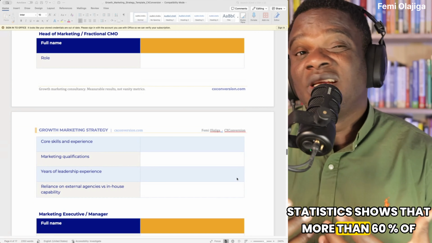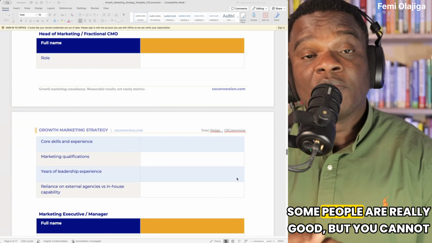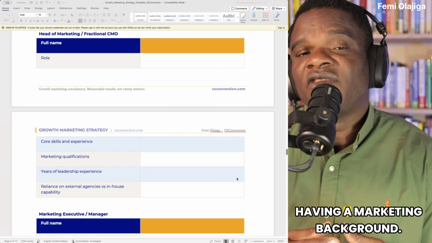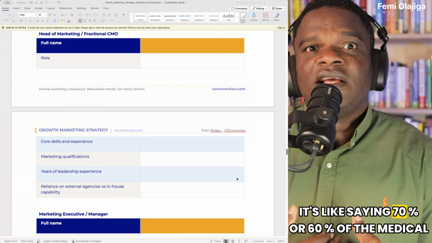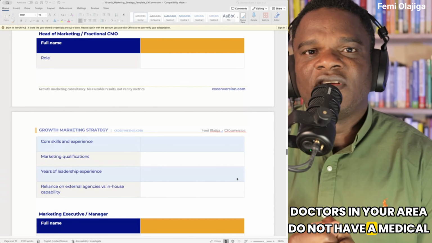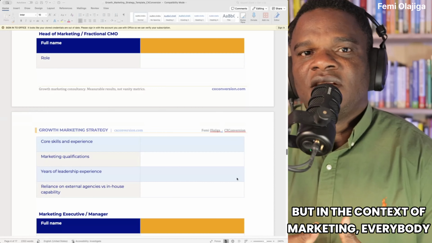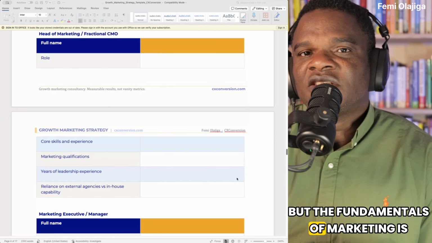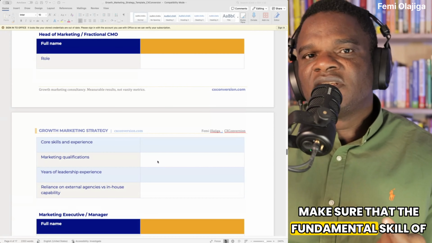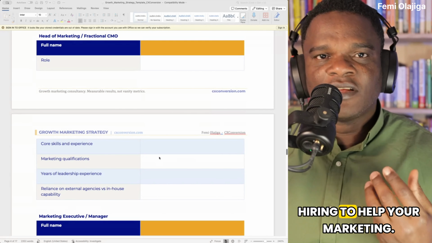Statistics show that more than 60% of people working in marketing don't have a marketing background. Some people are really good, but you cannot deny the effectiveness and the importance of having a marketing background. It's like saying 70% or 60% of the medical doctors in your area do not have a medical degree. Would you go to them? No, you would run. But in the context of marketing, everybody is an expert. But the fundamentals of marketing are important. So as a business owner, you need to make sure that the fundamental skill of marketing is present in whoever you're hiring to help with your marketing.